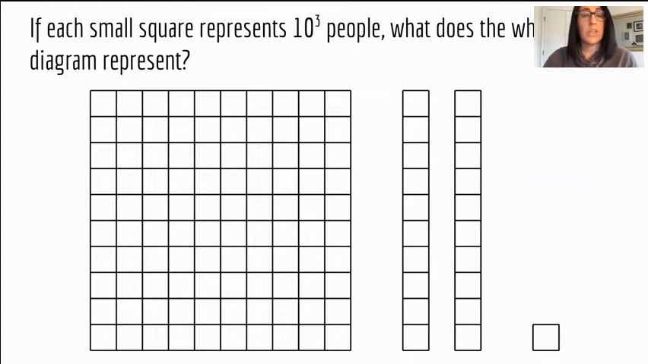In this last one, we're going to think of something with a power of 10. So we have 10 to the third is going to represent the small square. So again, 10 small squares represent 1 rectangle.